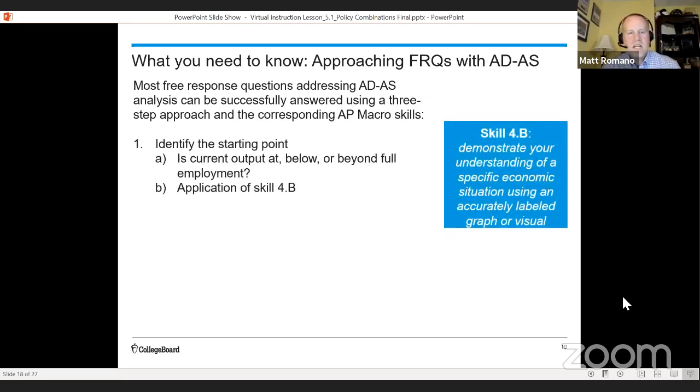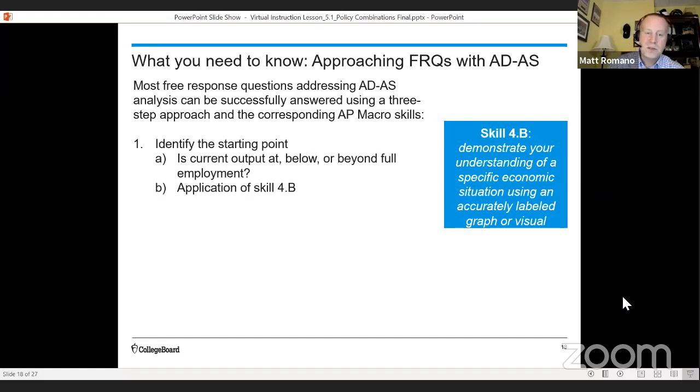Number 1, every time you do these questions with ADVAS, you've got to identify the starting point, what we started our review with. Identify, is our current output at, below, or beyond full employment? When you do that, you're applying skill 4B, the skill that goes along with the coursework you've been learning here in AP Macroeconomics. You're demonstrating your understanding of a specific economic situation using an accurately labeled graph or visual.